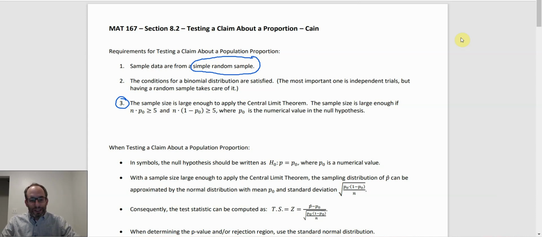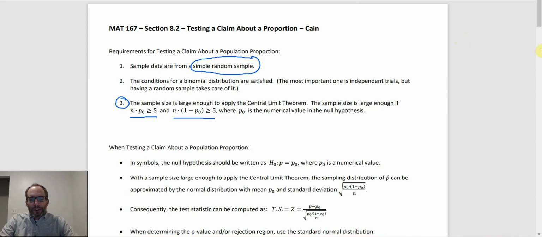So the sample size is large enough if you get these two things to happen. If n times p0 and n times 1 minus p0 are both at least 5, and the p0, that's the number that's in the null hypothesis. I guess really it's in both hypotheses, but you tend to think of it as being in the null where it's phrased as p equals number, right? So it would be p equals p0. Whatever that number is, that's your p0.